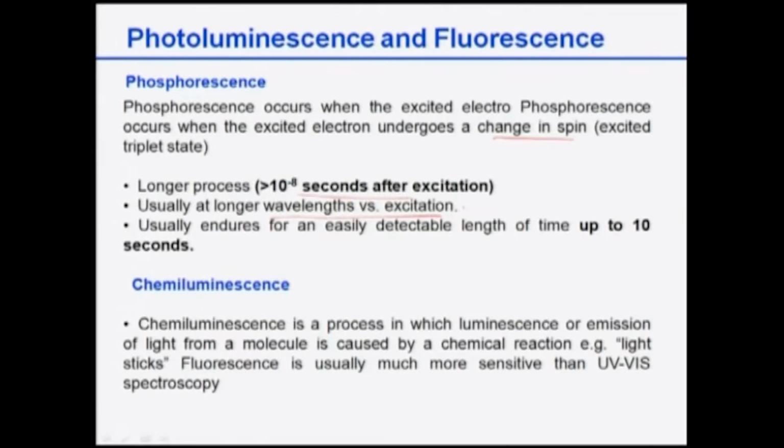Chemiluminescence, which we will not discuss in detail, but to give you an idea, is a process in which emission of light from a molecule is caused by chemical reactions, that is, light sticks. Many chemicals show light sticks, and they are much more sensitive than UV visible spectroscopy.